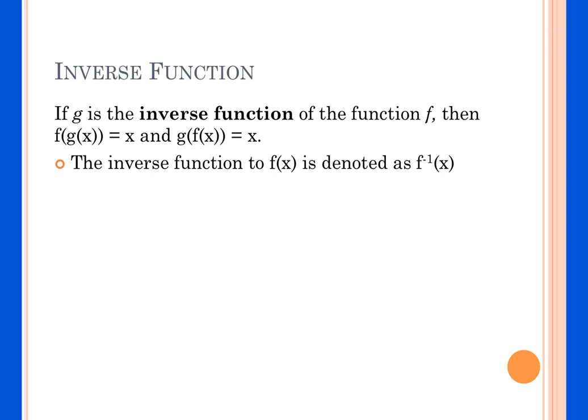The symbol for the inverse is this f negative 1 of x. So when you see f to the negative first power, that means that is the inverse of f of x. So if I was saying g of x and then I wanted to find the inverse of g of x, it would be g negative 1 of x. So that's how we denote that it's the inverse to it.